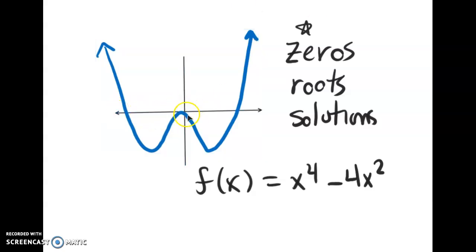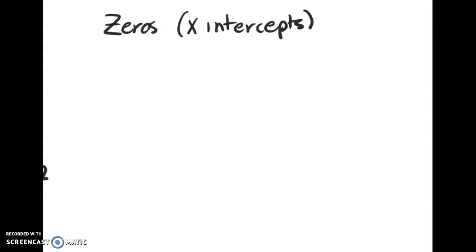So how do we know this behavior? How do we know where the zeros are? We want to be able to find the intercepts. When you talk about the zeros of a polynomial function, you're talking about the x-intercepts. The x-intercepts are also called the roots, also called the solutions. And just like before, to find the x-intercept, you let the output equal 0 and you solve for x.